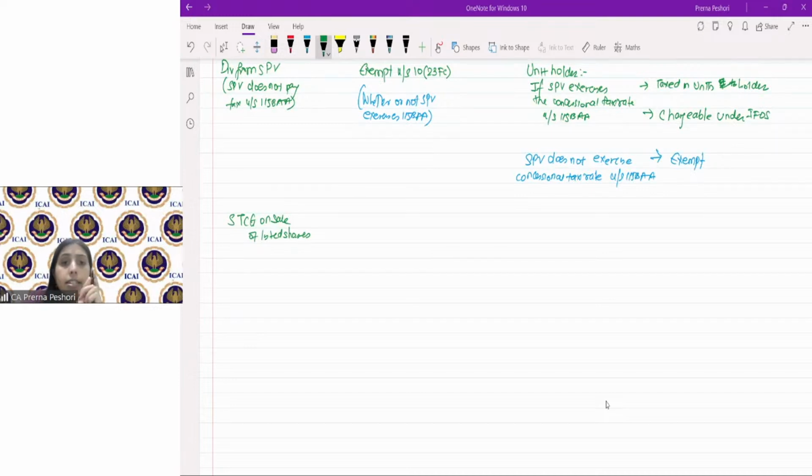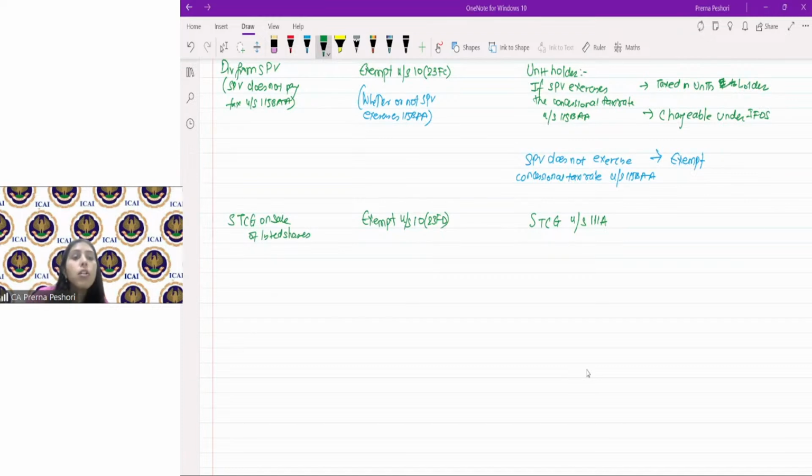Sorry, this is the sale by the REIT and not by the unit holder. So the short-term capital gain on the sale of the listed shares will be exempt in the hands of the REIT. This is again exempt under section 10(23FD). But this will be taxable in the hands of the unit holder as STCG under section 111A. STCG under 111A. Are we clear?